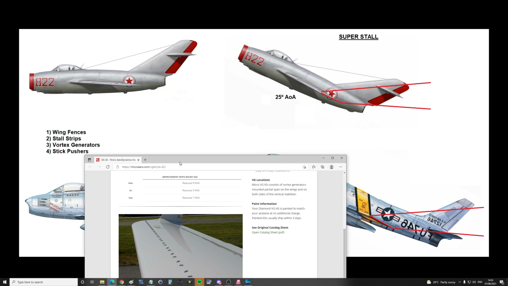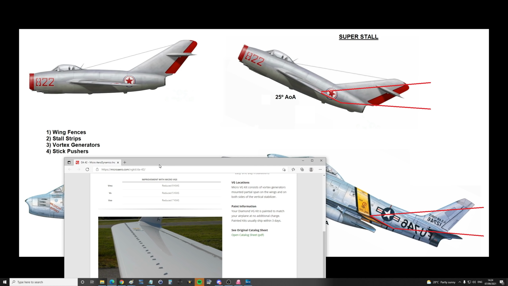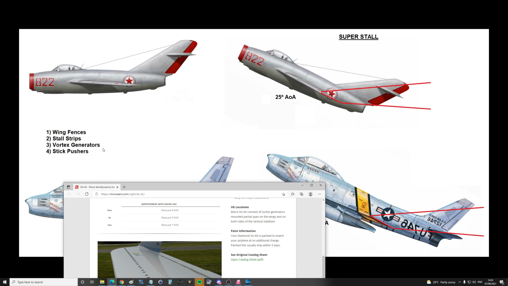Okay, and finally stick pushers, only really relevant to large commercial jets, but there are of course some commercial jets that have T-tails, and stick pushers will engage and push the stick forward automatically to get the nose down before you get into this condition. Like I said, once you're in that condition, there's nothing you can do about it. You're going to fall out of the sky.